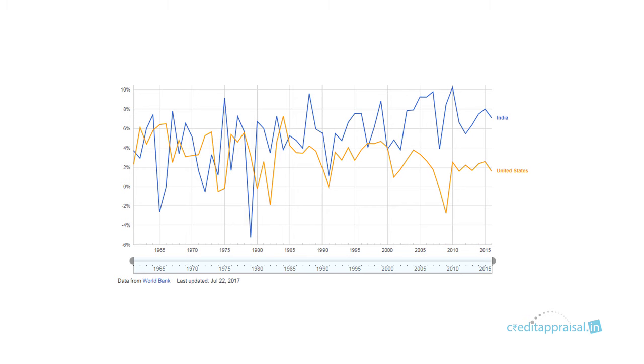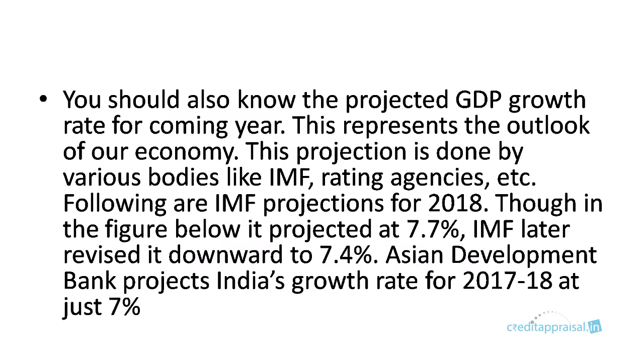In this graph, you can see the GDP growth over the years. There were periods where GDP growth even crossed 10%, but now it's around 7%. So one thing you should know is the GDP growth rate for the latest completed year, like the 2016-17 full year. You should also know the latest quarter GDP growth rate.